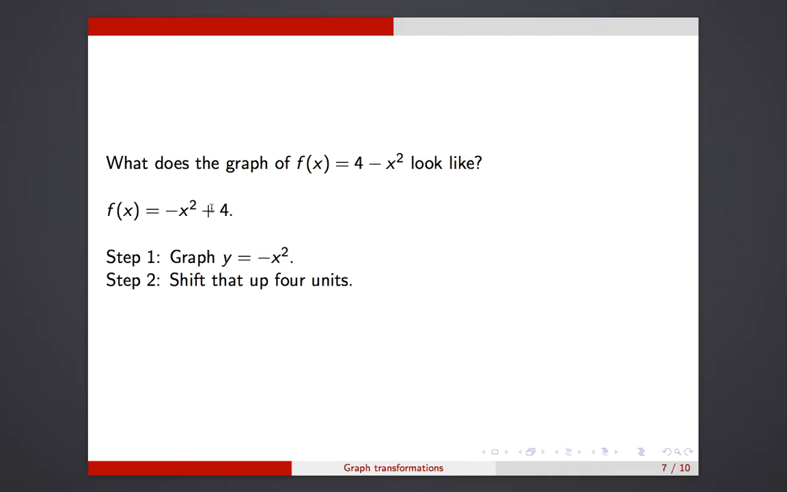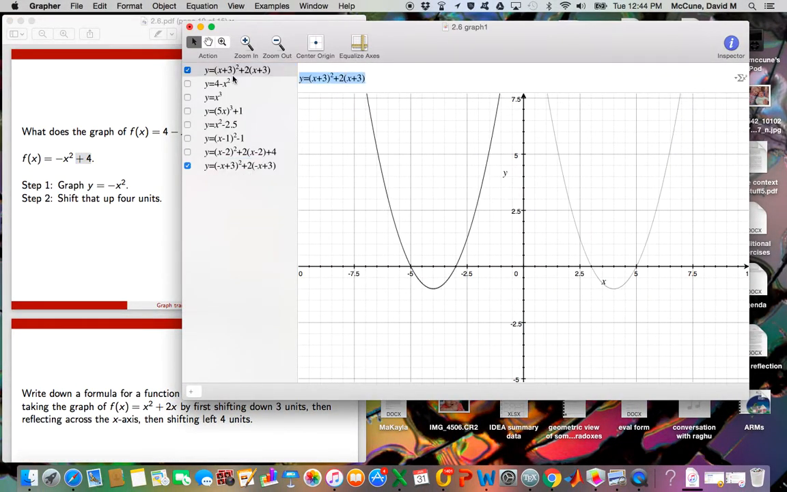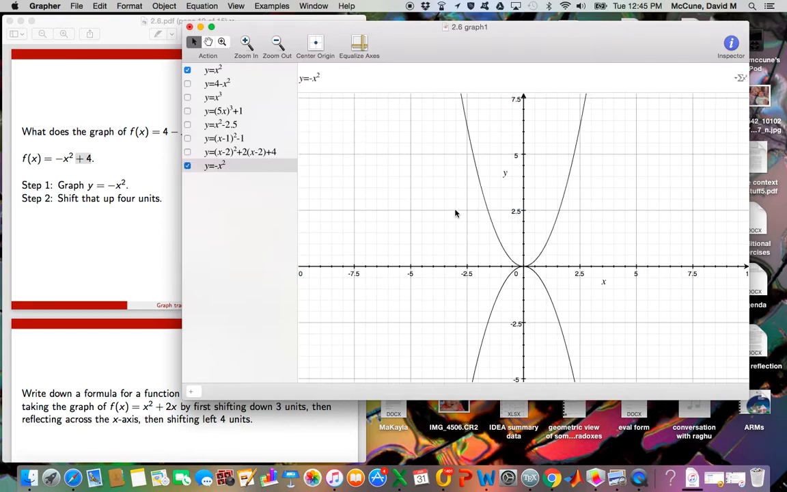So forget about the plus 4 for a second. If somebody says, hey, think about negative x squared, they're asking you to reflect x squared across the x-axis. So back here, let me just do y equals x squared. There he is. And then y equals negative x squared, we've already looked at, but it's reflected.